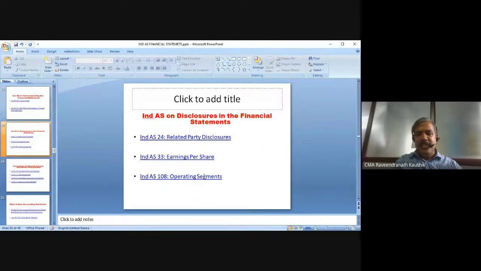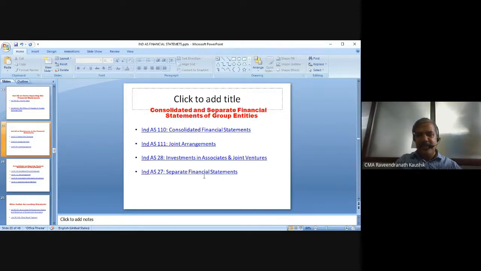Coming back to the disclosures in the financial statement, there are three important disclosures which need to be made mandatorily. One is related party, which comes under Ind AS 24. Second, Ind AS 33 is on earnings per share, and Ind AS 108 on operating segments. So these are the disclosures which need to be made as per these standards in the financial statement.